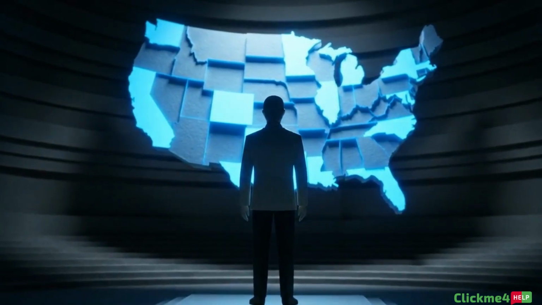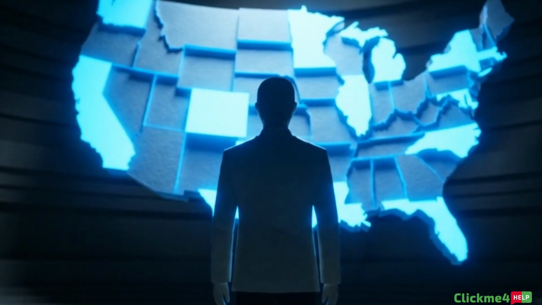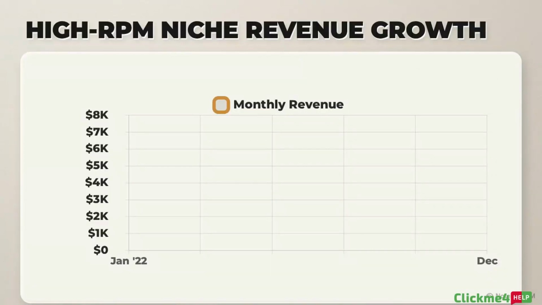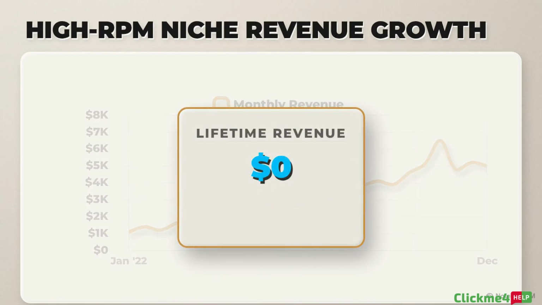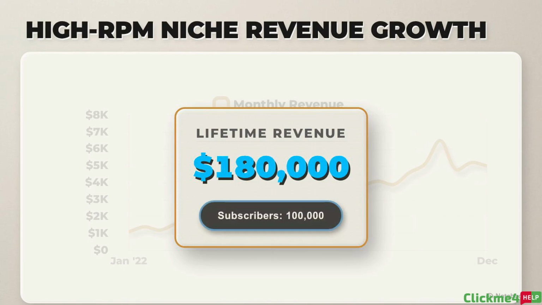Targeting the premium US audience is a massive opportunity. You can capture high ad rates and scale a business without ever appearing on camera. This chart tracks the revenue of a single Faceless channel. Notice the spike here. That is a peak month reaching $6,500. When we look at the lifetime performance, the total crosses $180,000, all from a channel with just 100,000 subscribers.